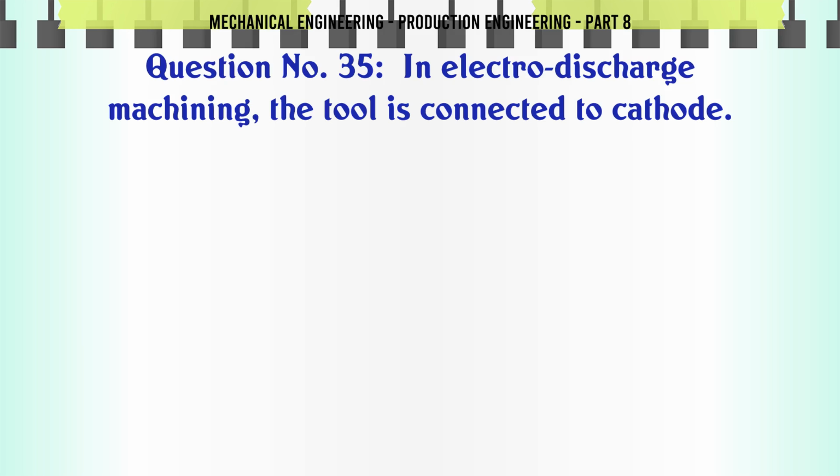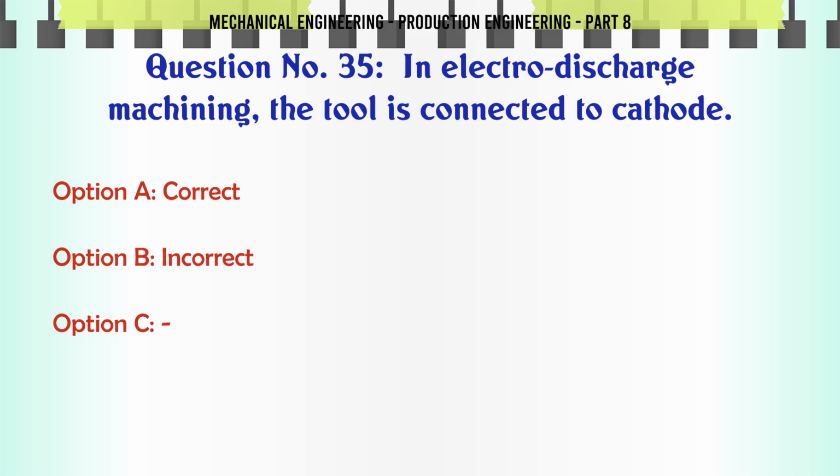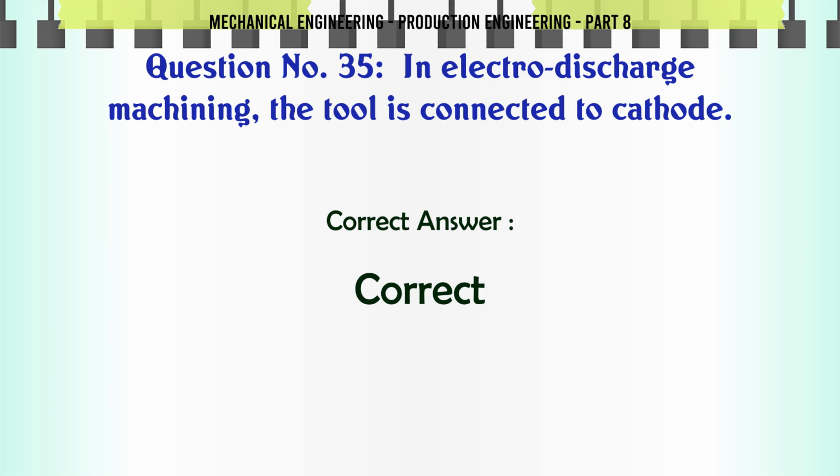In electrical discharge machining, the tool is connected to cathode. A. correct, B. incorrect. The correct answer is correct.